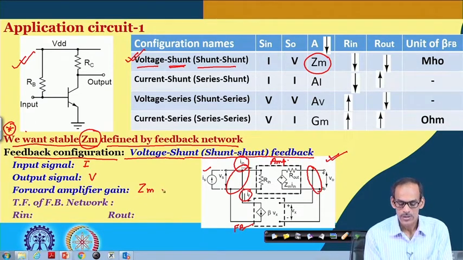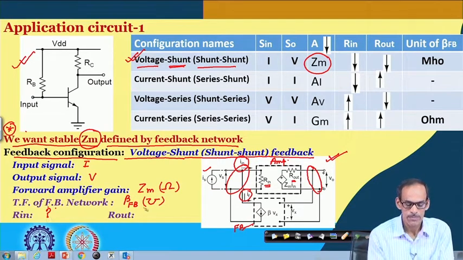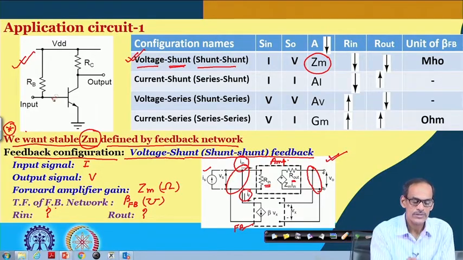Its unit is ohm, and the unit of the feedback network's transfer function, beta f b, is mho. Now, the next thing is that we need to find the corresponding input resistance and output resistance of the actual circuit. Namely, if I consider this circuit, what are the input resistance and the output resistance of the circuit?